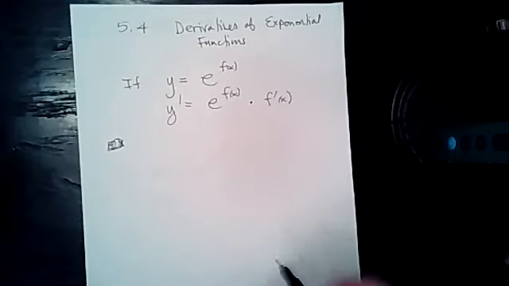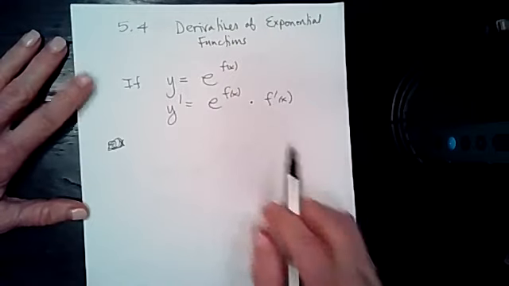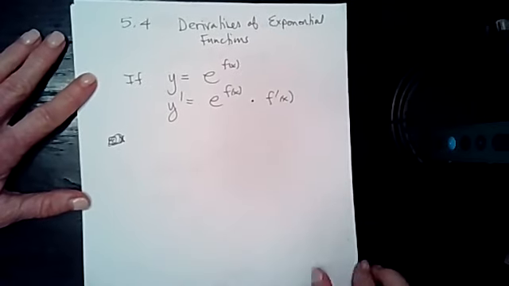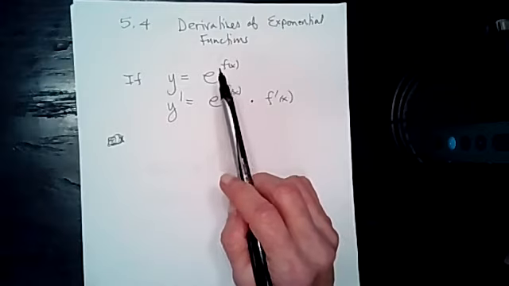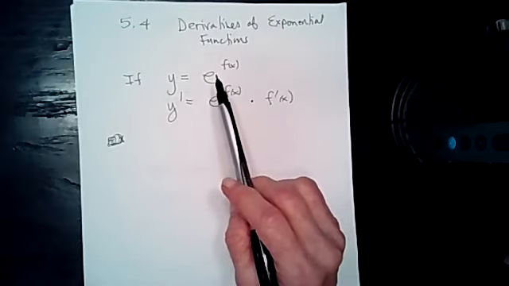Hi guys, this is our last section of BCal 1, and it's derivatives of exponential functions. Okay, and so here's my rule. With derivatives, usually we multiply down and subtract one. Not true with exponential functions.